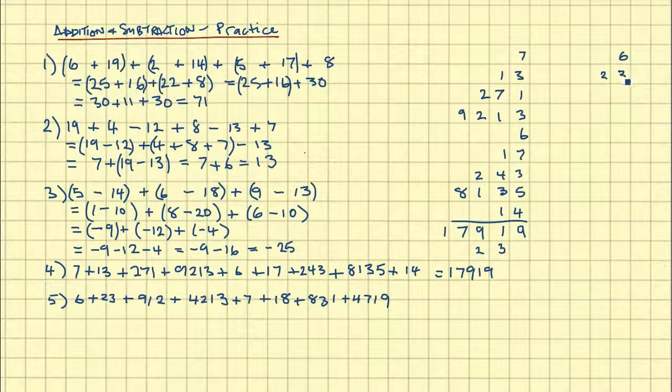Let's have another go. So 6, 23, 9, 1, 2, 4, 2, 1, 3, 7, 18, 8, 3, 1, and 4, 7, 1, 9. Okay, so just 6 numbers here, but that's enough for us to practice. So again, pause the video, give that a go for yourself, and keep practicing this column addition because it's a really good way of becoming fluent in number.